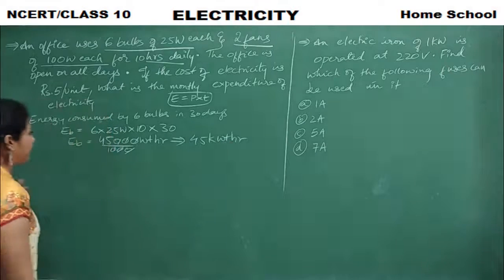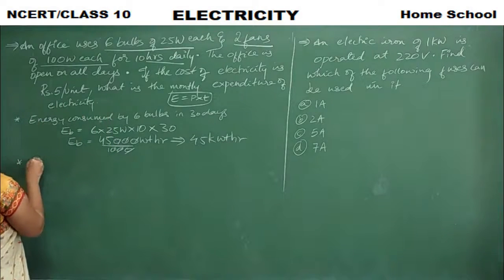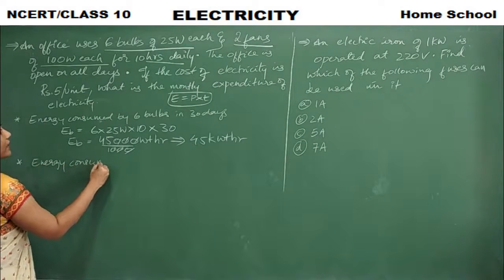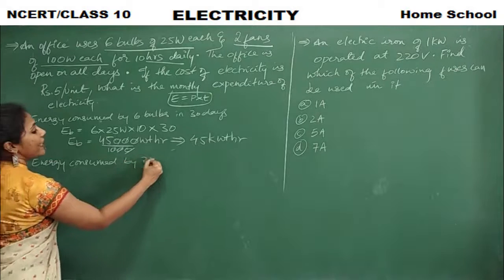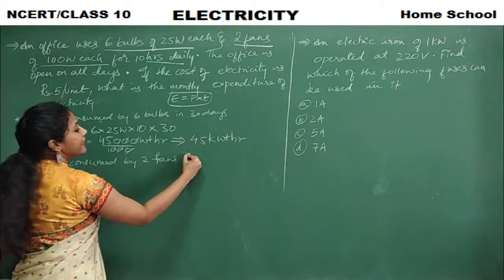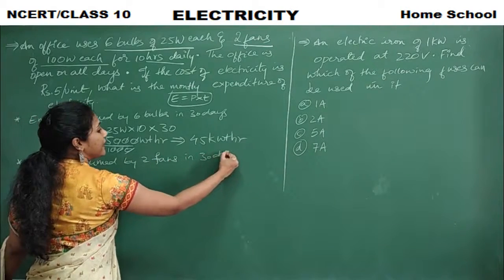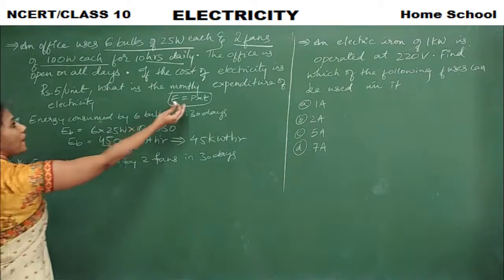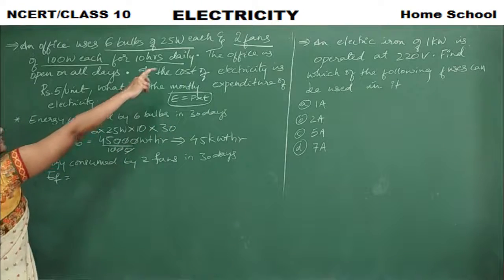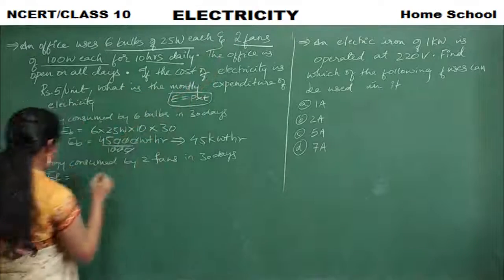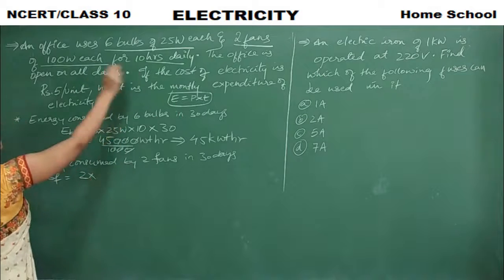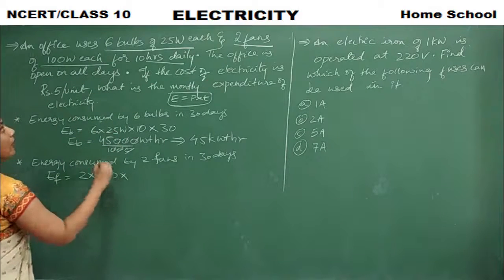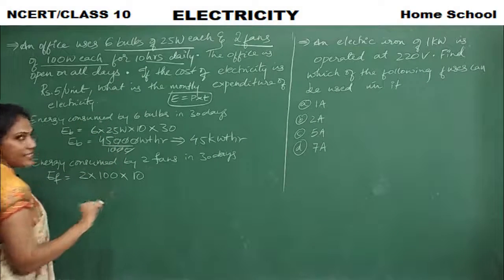Right? Fine. Next, I am finding the energy consumed by 2 fans in 30 days. Energy consumed by fans, same formula, power into time. But how many fans, guys? You have to be careful. 2 fans, 2 into power. Power of each fan is 100. 100 into how many hours? 10 hours a day it is running.